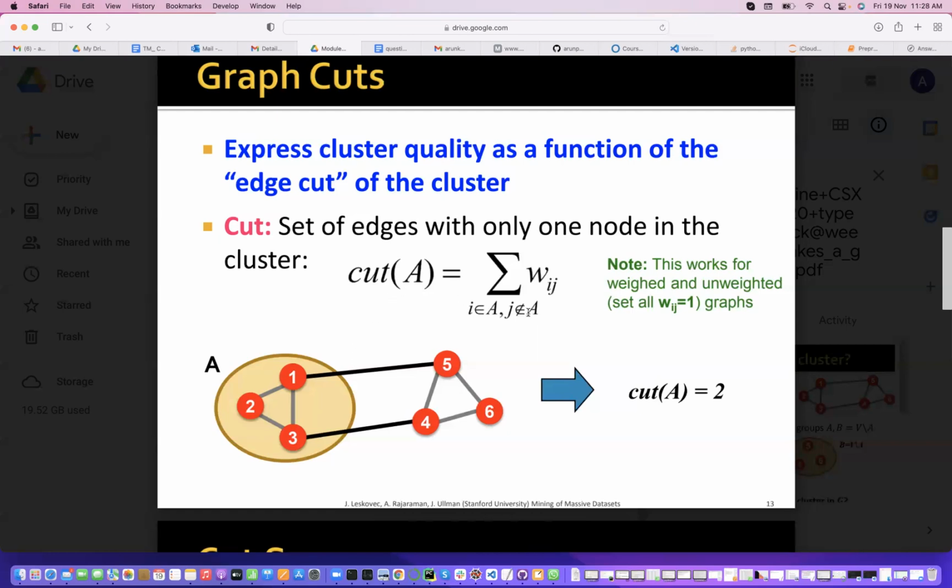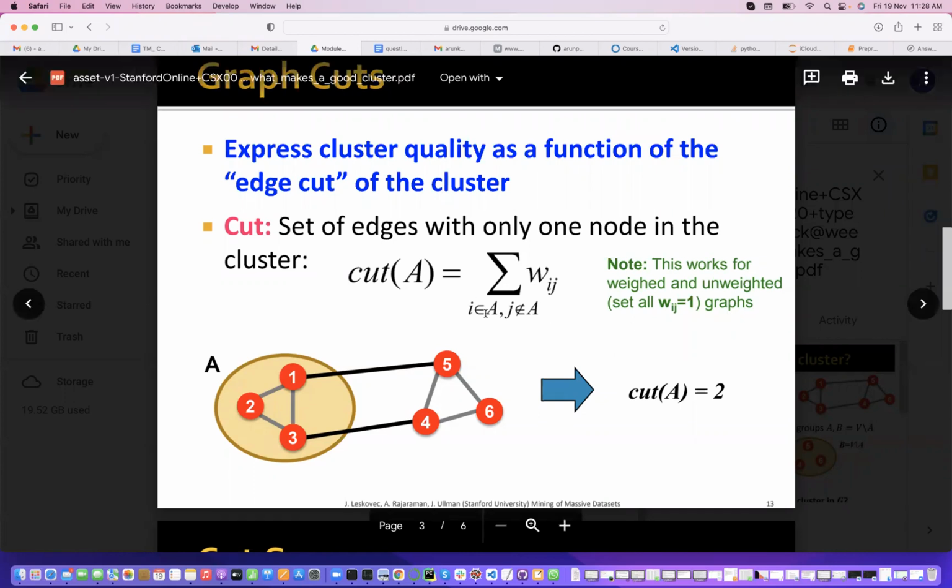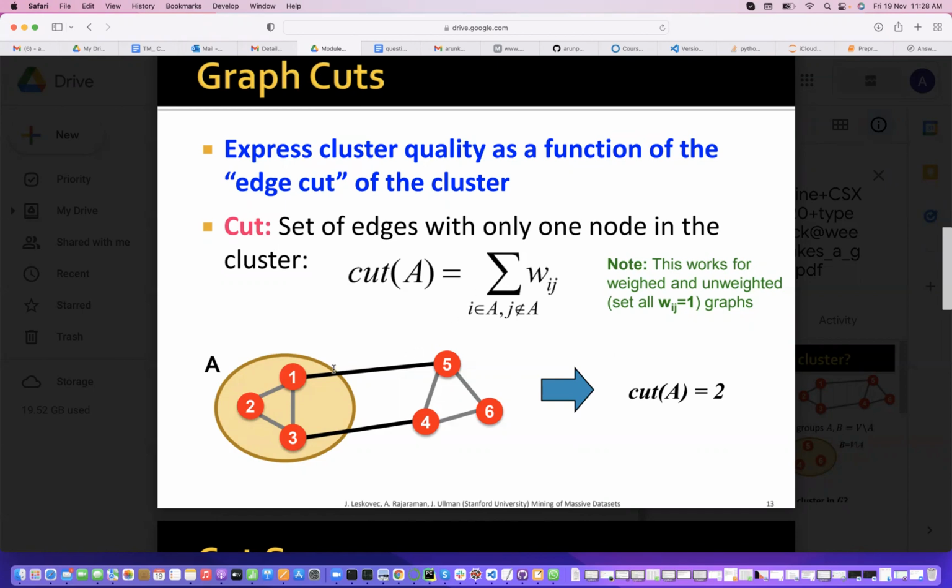So cut(A) is nothing but the sum over i belongs to A, j doesn't belong to A, of Wij, the weights. If it is not a weighted graph, for all edges the weight is 1. So cut(A) equals the sum over i in A, j not in A, of Wij. This works for weighted and unweighted graphs, where all Wij equal 1. So you take all edges, just the sum of those edges which are cuts for that cluster.